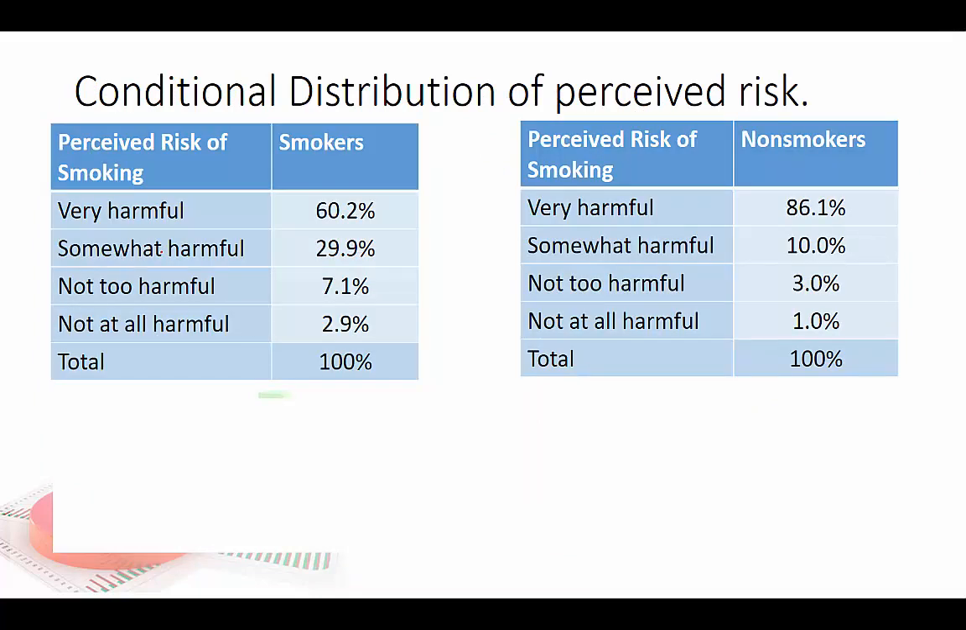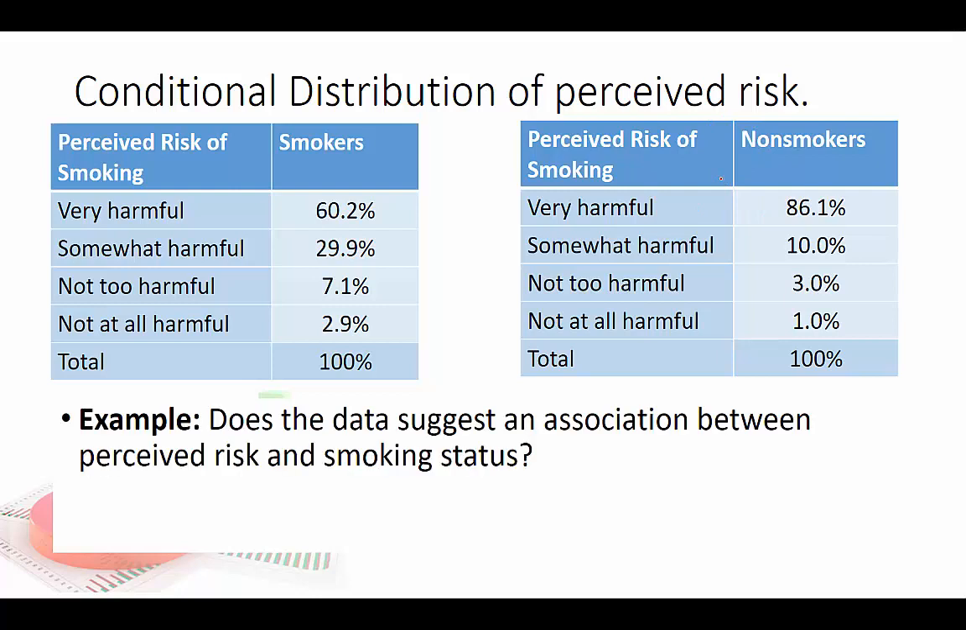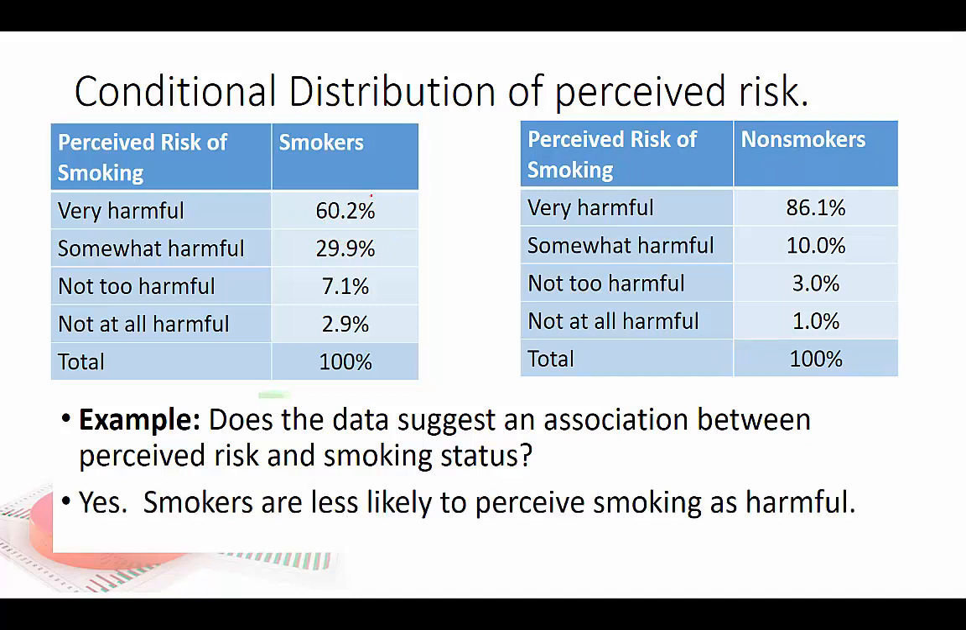So this is the conditional distribution of perceived risk. We've got these perceived risks on the condition of someone being a smoker. So this is a conditional distribution of perceived risk given that they're a smoker, and here it is given that they're a non-smoker. Does the data suggest an association between perceived risk and smoking status? You can see a greater percentage of non-smokers see a higher risk in smoking. That kind of makes sense. And a smaller percentage of smokers consider it very harmful. So yes, smokers are less likely to perceive smoking as harmful.